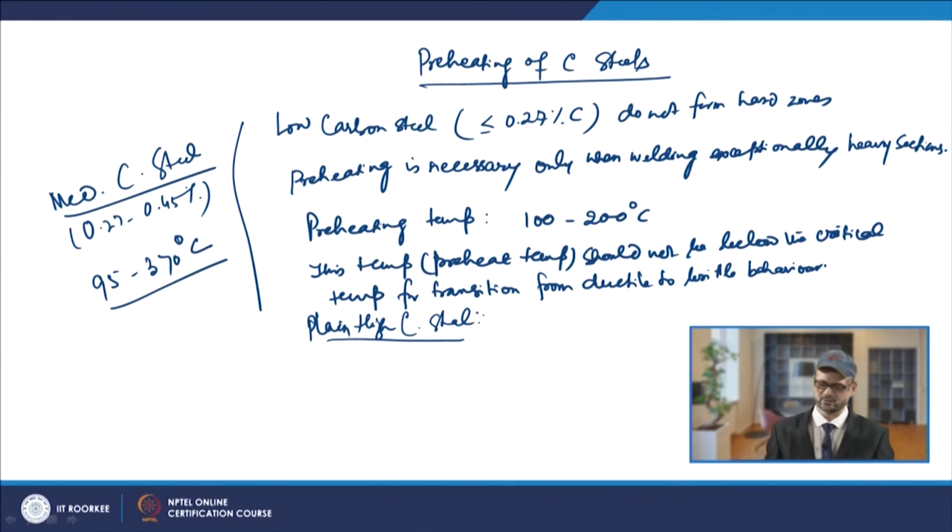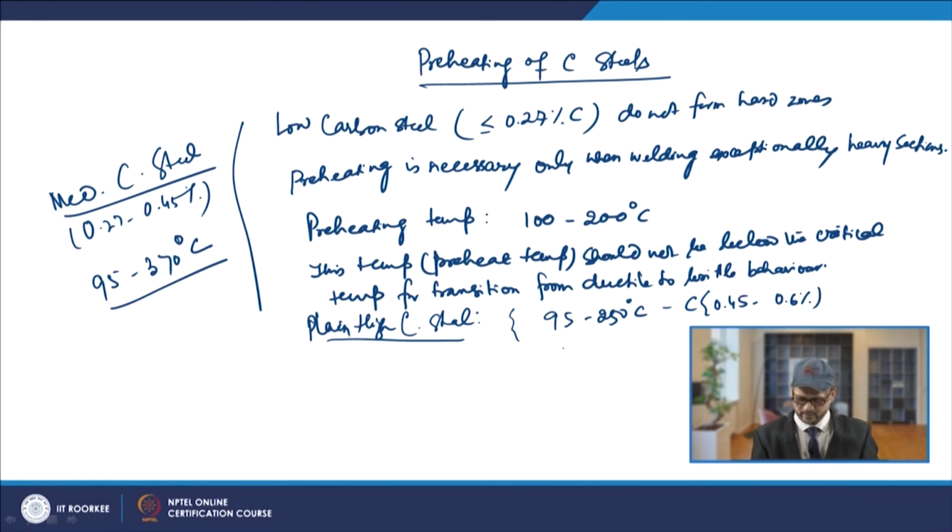So normally we have a control system of preheating. The preheating temperature will vary from 95 to 250 degree C when the carbon is from 0.45 to say 0.6%, and you give from 205 to 370 degrees centigrade when the carbon content is more than 0.6%. This way the preheating requirement becomes more as you increase the carbon percentage in the carbon steels.